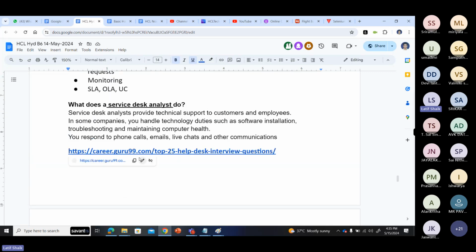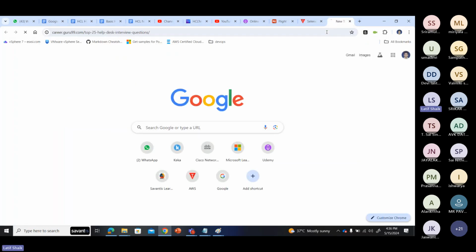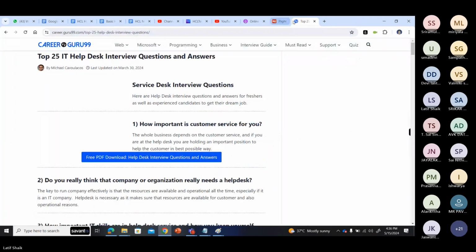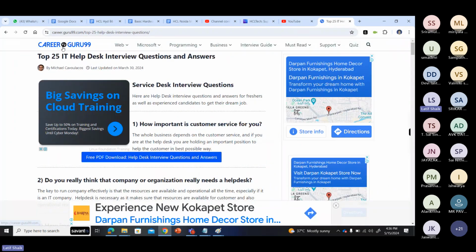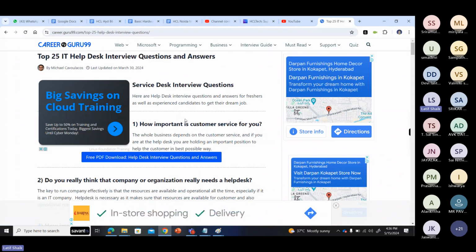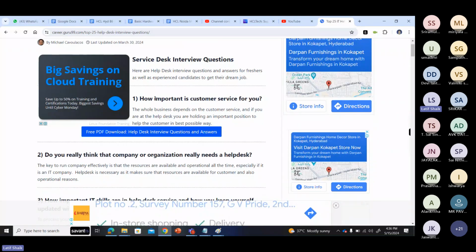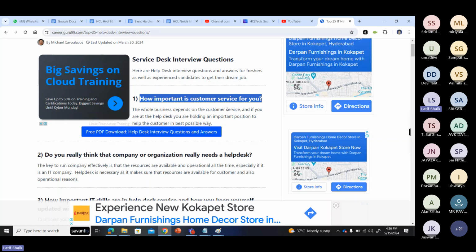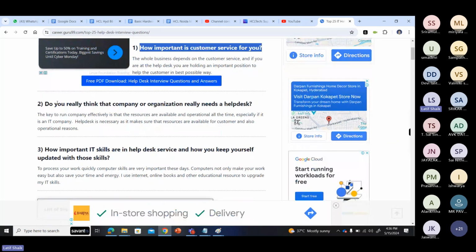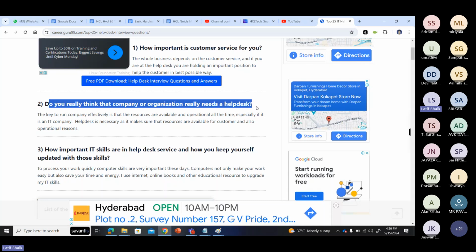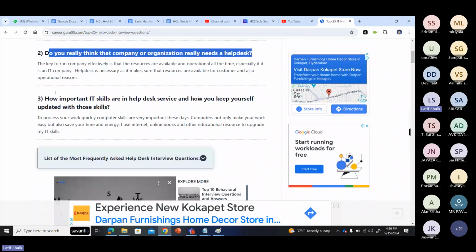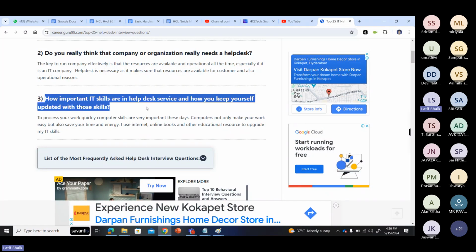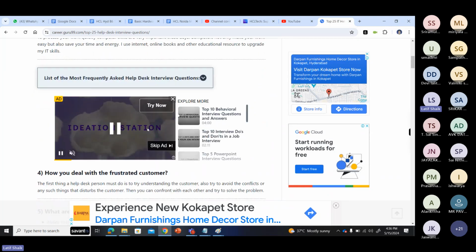There are some 25 questions on the service desk, so you can go through them. Guru99 gives a top 25 questions list, so make yourself some time and read these things also. How important is customer service for you? Do you think about the importance of the help desk or service desk in the organization? What are the IT skills required to work in the service desk?